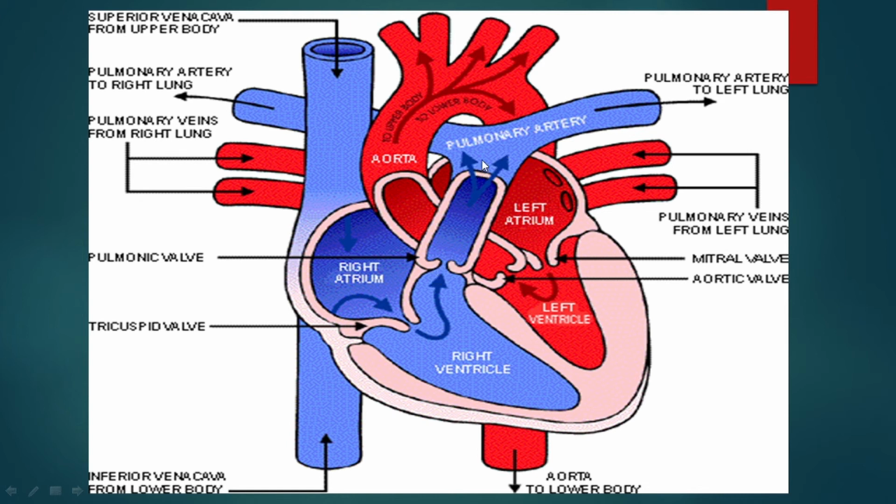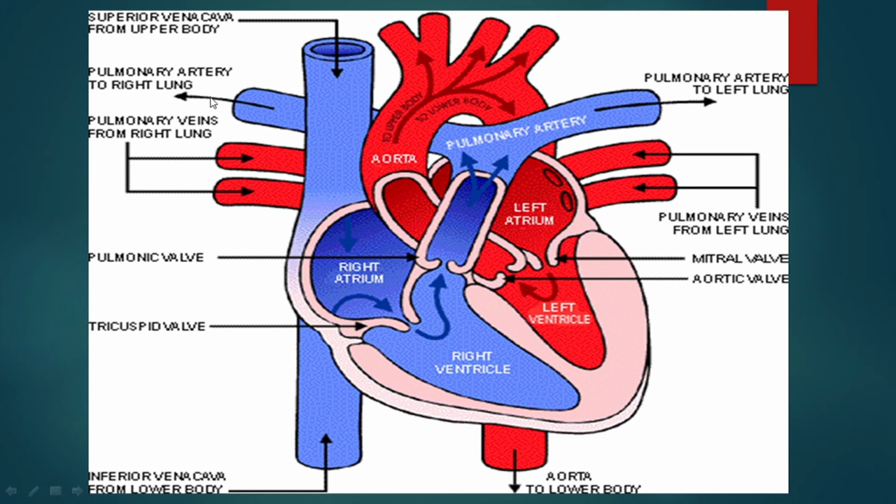Then the pulmonary artery is separated into two parts: the pulmonary artery to the right lung and the pulmonary artery to the left lung. So the pulmonary artery releases the deoxygenated blood to each lung, and there the deoxygenated blood gets oxygenated. And as we studied earlier, the pulmonary vein is the only vein which carries oxygenated blood.